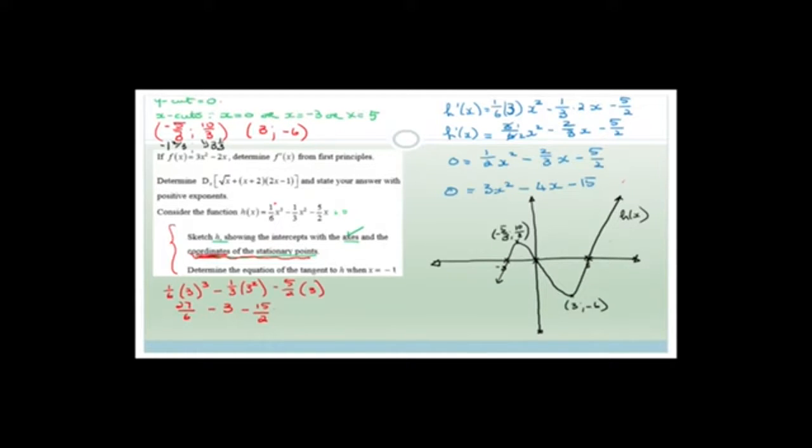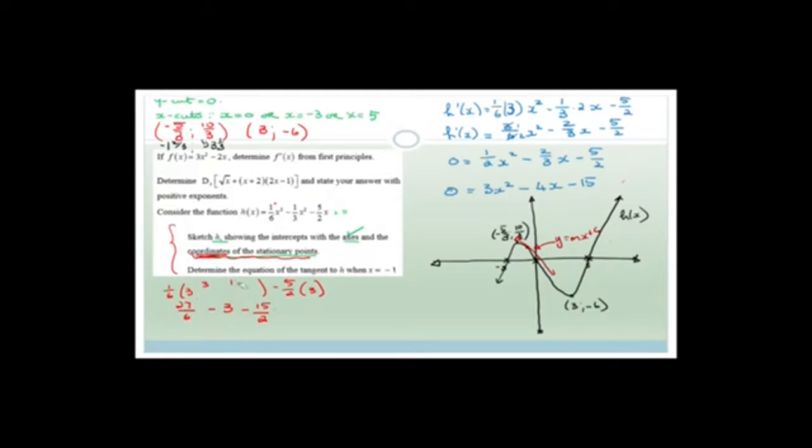Now it says determine the equation of the tangent to h when x equals minus 1. So at x equals minus 1, there is some graph which is a tangent to it, and they want to know what is the equation of that, and that is obviously y is equal to mx plus c. Okay, so what do we know about this?